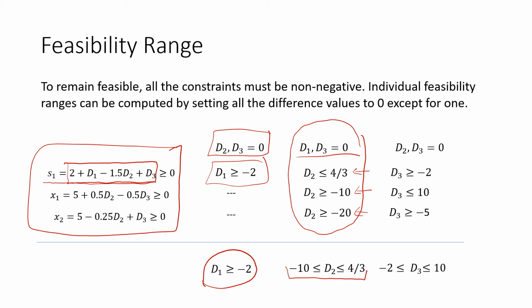My third one, this should be D1 and D2 equal to 0 because I'm changing D3. You go through the equations again, and I get my feasibility range for D3.